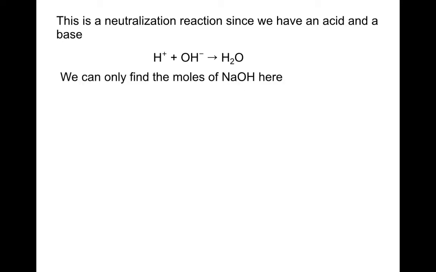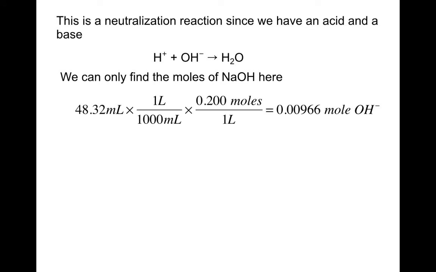So we know this is a neutralization reaction since we have a base, sodium hydroxide, and an acid. So our net ionic reaction there is going to be H plus plus OH minus goes to H2O. Now we can only find the moles of sodium hydroxide here because that's the only thing I know the molarity and the volume of. So let's go ahead and do that.